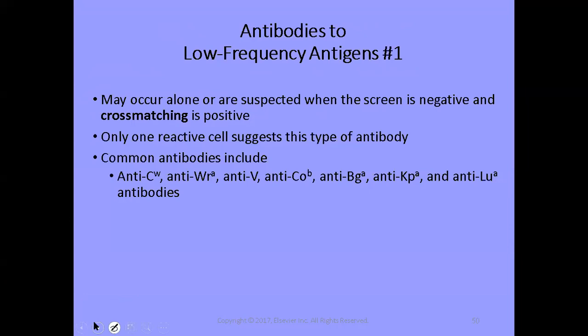All right, so we're going to do the opposite next of what we did looking at antibodies to high frequency antigens. Now we're going to look at antibodies to low frequency antigens. They may occur alone, or they might be suspected when we do an antibody screen and it looks like the patient has no antibodies, but we're thinking of transfusing our patient with a certain unit of donor red cells, and we do a cross-match test for that.